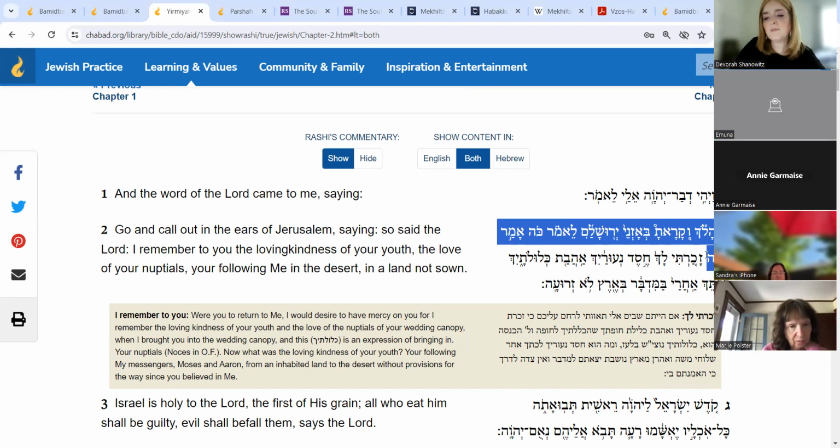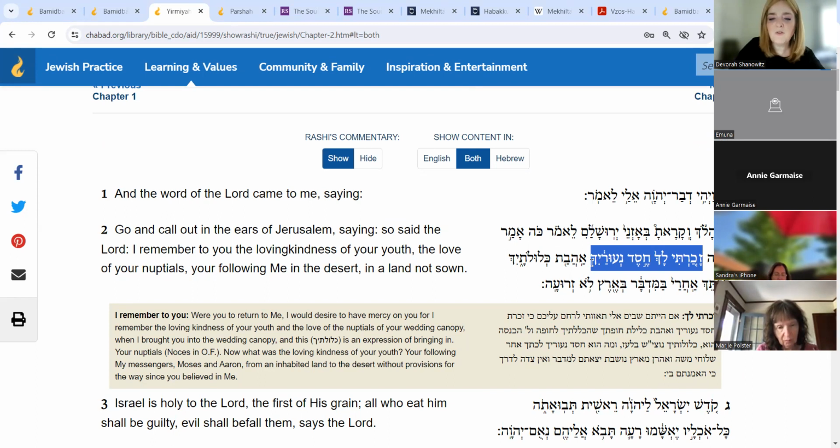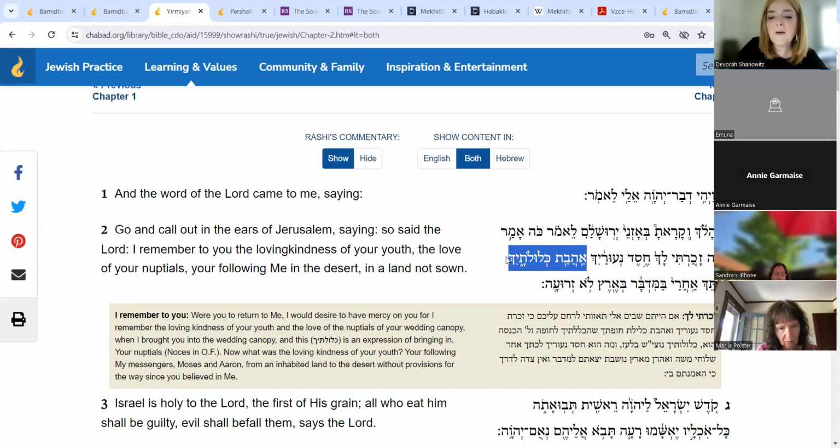This is the prophecy. What's the prophecy? The prophecy is as follows. "Zacharti lach chesed ne'urayich." I remember for you the kindness of your youth. What was this? "Ahavat kelulotayich," the love of your marriage ceremony. Again, this week's Haftorah is about the nuptials. It's about the engagement of God and the Jewish people, the re-engagement of God and the Jewish people.